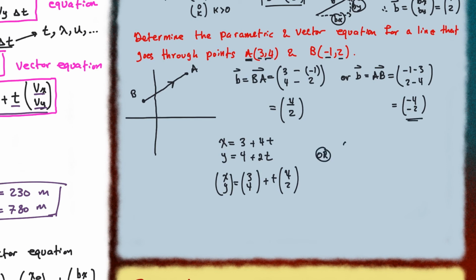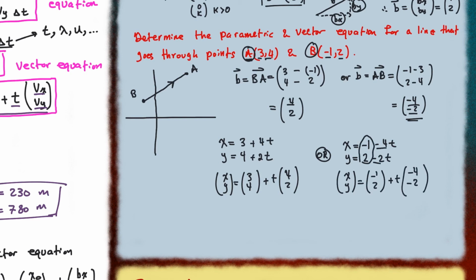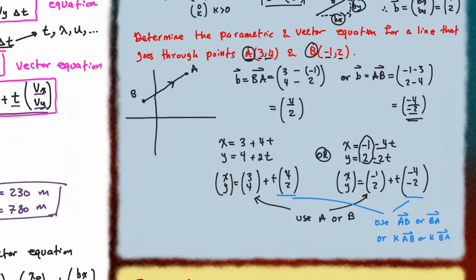Note that there are an infinite number of solutions for this question. We could have chosen points A or B for our initial point, and we could have chosen our direction vector to be AB, BA, or even a scalar multiple of them as well. And those would all give us a correct solution.